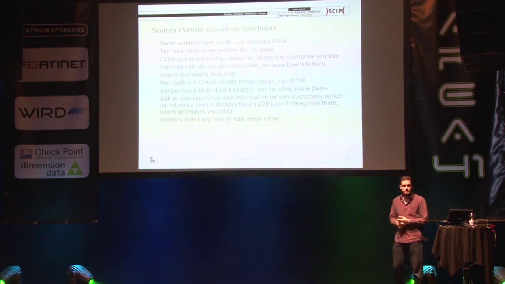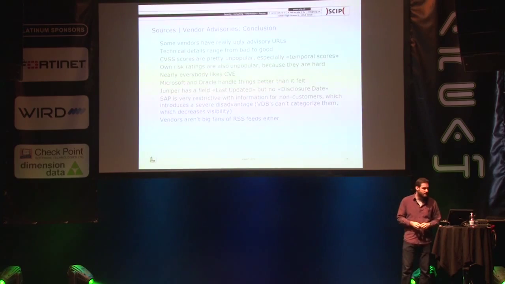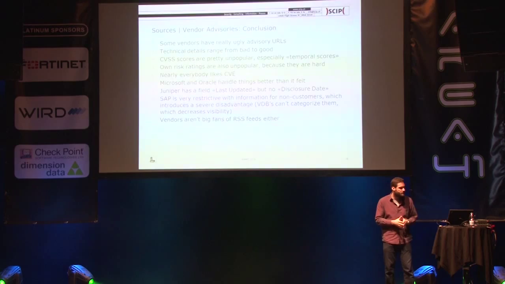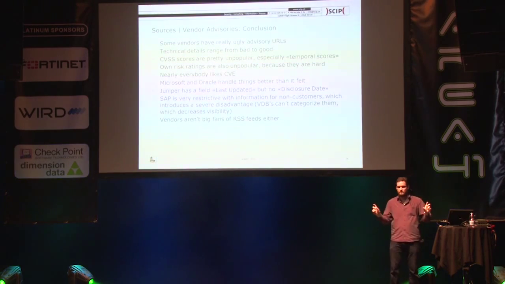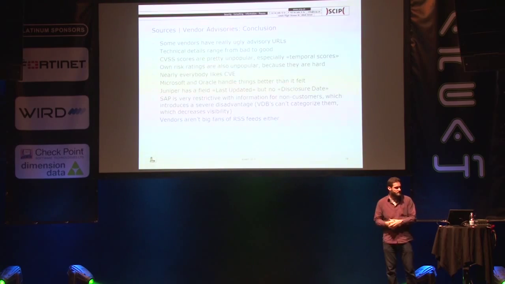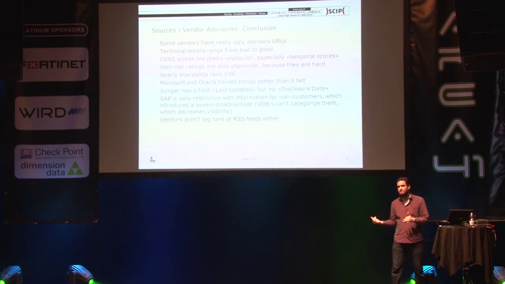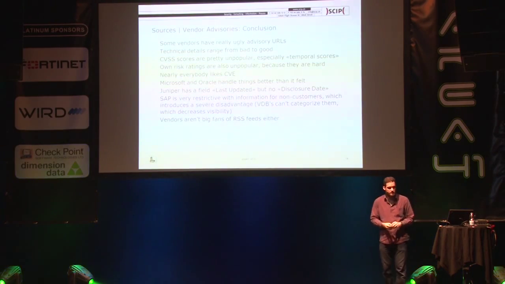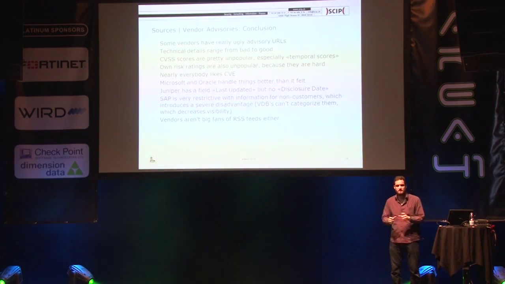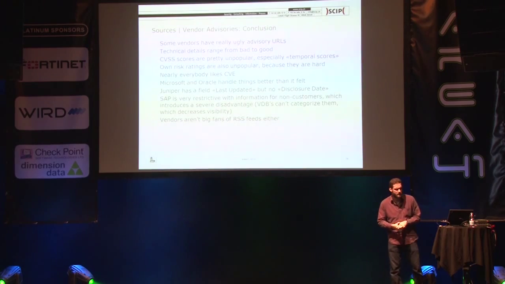Still, a good thing is that vendors also rely on CVE, which is pretty cool. And some vendors do weird stuff. For example, Juniper has a field on their vendor advisory called last updated. And it's really the date of the last update of the advisory, which might change over time. But they don't have a disclosure date. So if you look at the public vendor advisory of Juniper, you can't really see when this advisory got released. There are different vendors which have this problem.